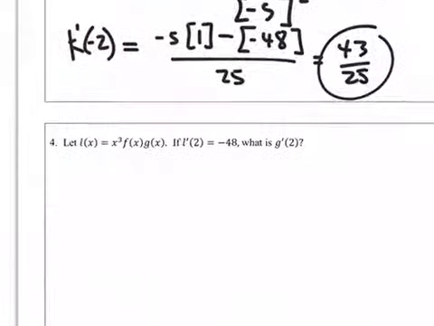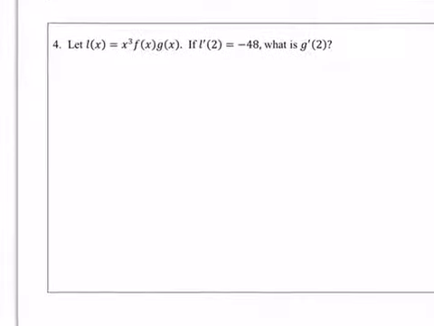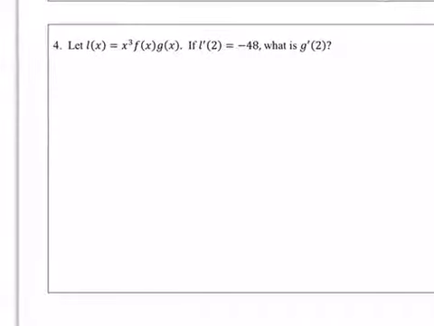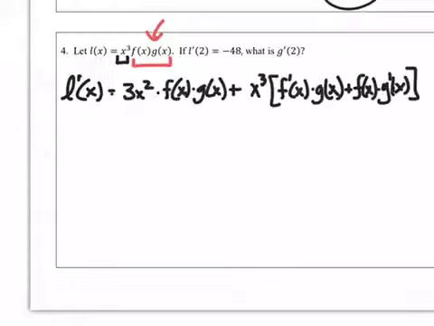Alright, let's take a look at the next one. Ooh, this one's kind of funky. Okay, so I'm going to consider this a function, and I'm going to consider this a function. So I'll have a product rule embedded in that second function. I'll call this L of x. I'll come back with the derivative in just a moment. Okay, there's our derivative: derivative of the first times the second plus the first times the derivative of the second.